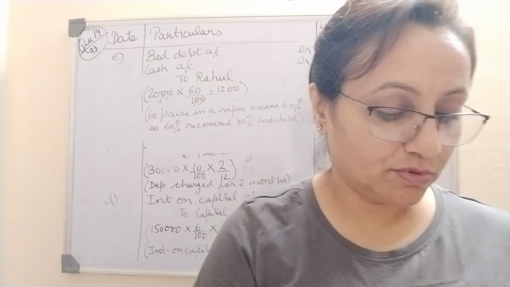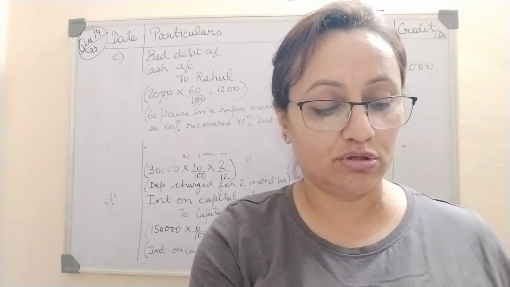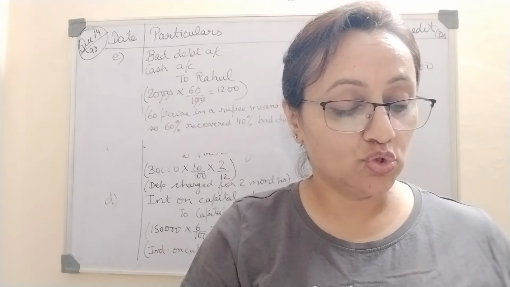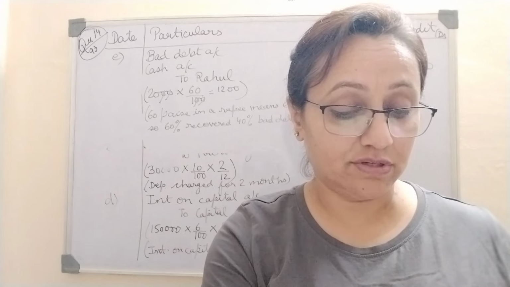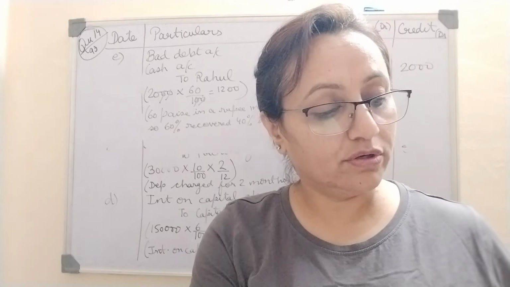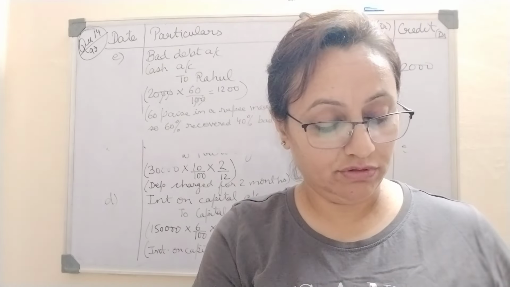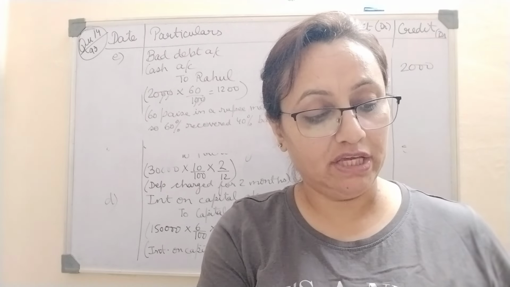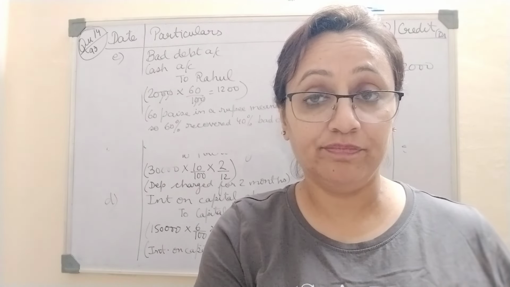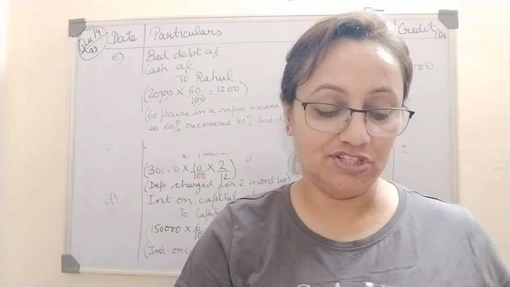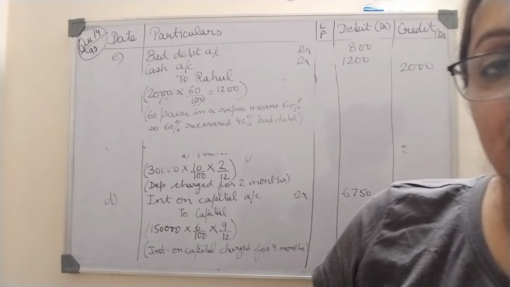I hope till question number 14 you are able to understand all the questions which I am explaining. Soon we will be starting with the ledger entries. If we see in the book, we are left only with question number 15 for journal entries. After that, the ledger is going to start.